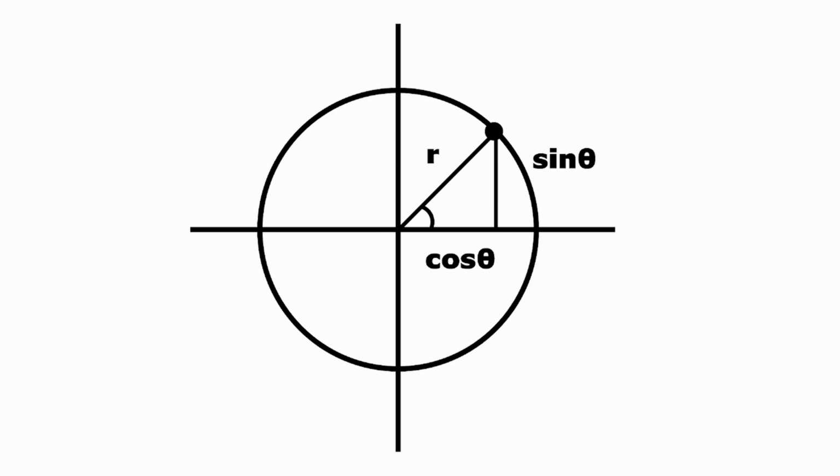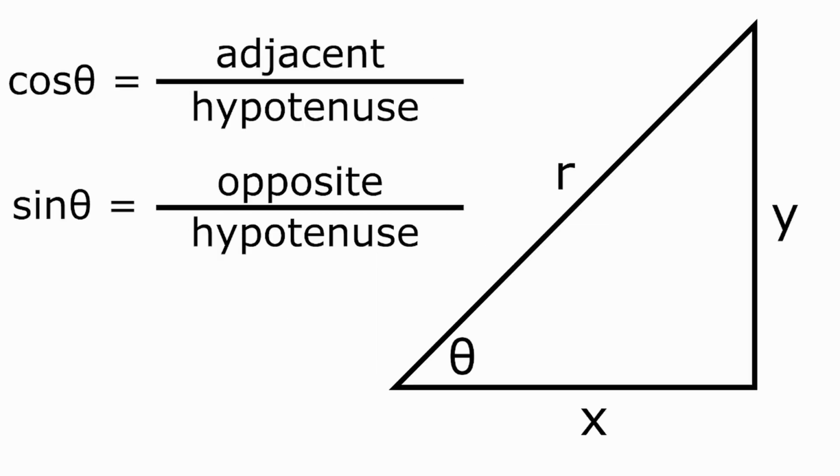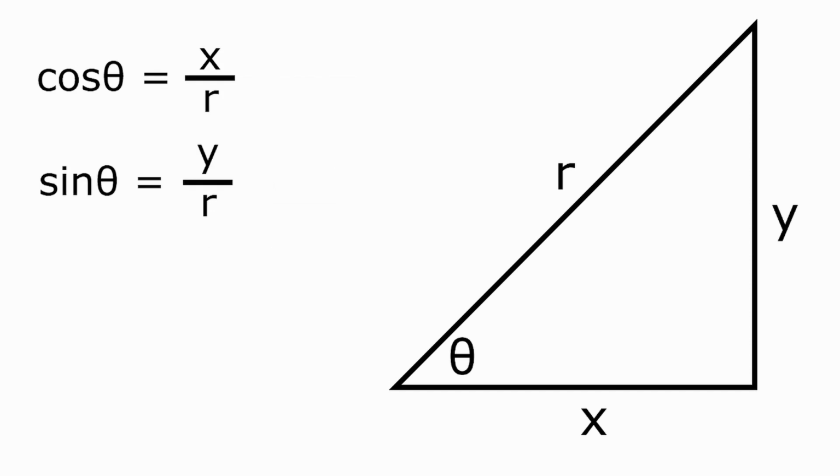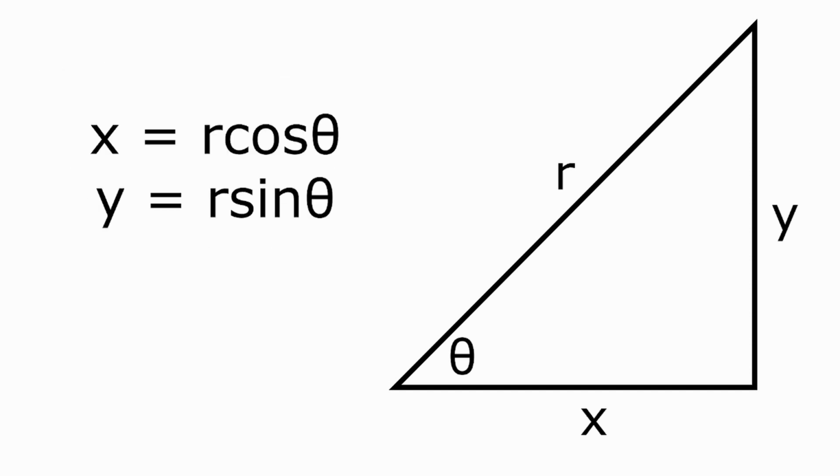This can be seen by dropping a perpendicular from the point to the x-axis. The result is a right-angled triangle, and so by using the ratios of opposite, adjacent, hypotenuse, SOHCAHTOA and all that, we can show that the x and y coordinates are indeed r cos θ and r sin θ respectively. r is the radius of the circle, but also the distance of any point from the origin.